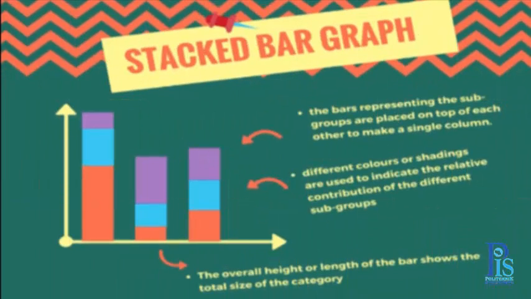Next is the stacked bar graph. In a stacked bar graph, the bars representing the subgroups are placed on top of each other to make a single column. The overall height or length of the bar shows the total size of the category, whilst different colors or shadings are used to indicate the relative contribution of the different subgroups.